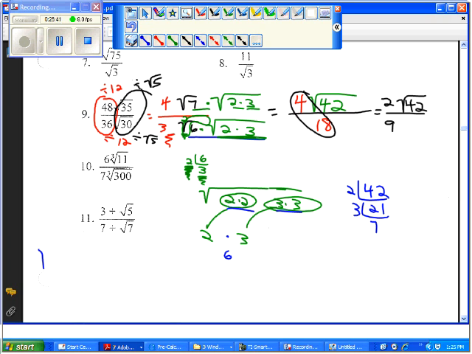Is there a fraction inside that radical? Nope. Is there a radical in the denominator? Nope. So we got a no to all 4 questions. So it must be in simplest form. Any questions on that? Everybody good so far? Okay.